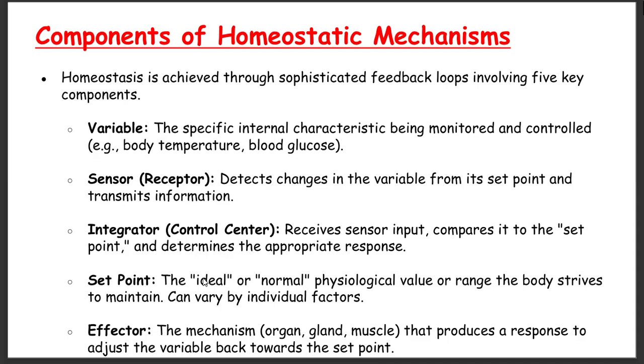So that integrator now will get the information from the sensor, compare it to the acceptable ranges that it has, and if it sees that there is a fluctuation, what does it do? It determines the appropriate response, because this fluctuation is either going to be above the acceptable range or below the acceptable range. So the integrator is going to compare this to whatever set point it has in its system. Then from there, it is going to initiate a response. It is going to send a command, and that command is going to go to what we call an effector.